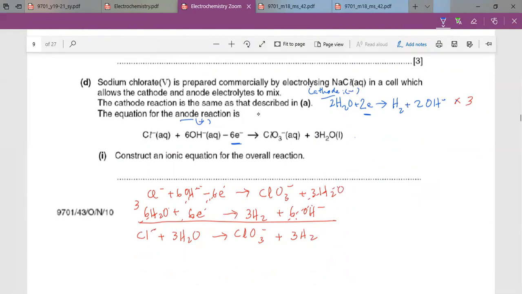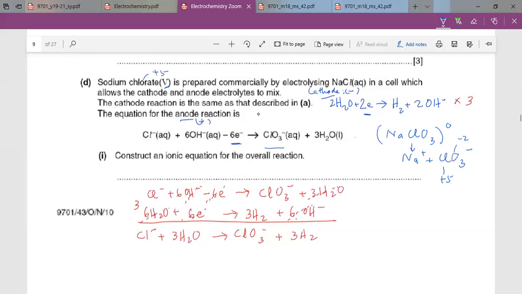Sodium chlorate. This one you will learn in your inorganic chemistry. Chlorate 5 is this one here. Why 5? It's sodium chlorate, NaClO3. The whole thing is charge 0, so this will give you Na+ and ClO3-. Whichever way you want to do it, this oxygen is -2 and this, of course, is +5. So it's called chlorate 5. Chlorine here is +5.